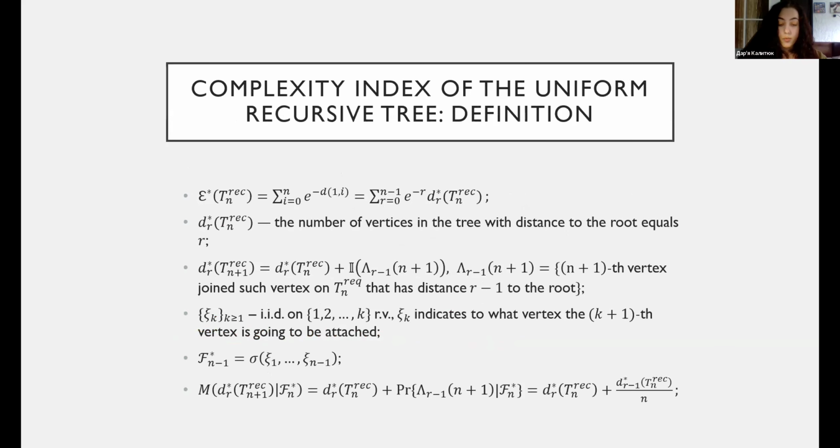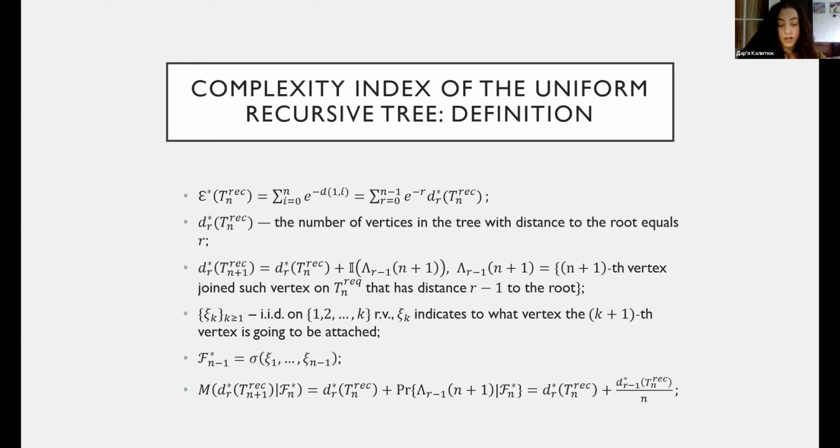Now, consider the model of a uniform recursive tree. Given that the vertices in this tree are numbered, the complexity index has been modified. Namely, here only the distances from the vertex to the root of the tree are considered. And as with the previous one, this index we will also rewrite for our convenience in a similar way, considering the random variable dr with asterisk, which denotes the number of vertices which lie at a particular distance r from the root.